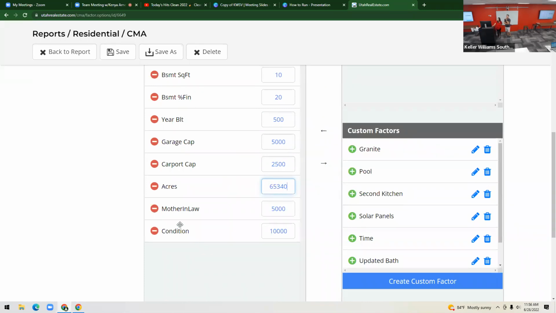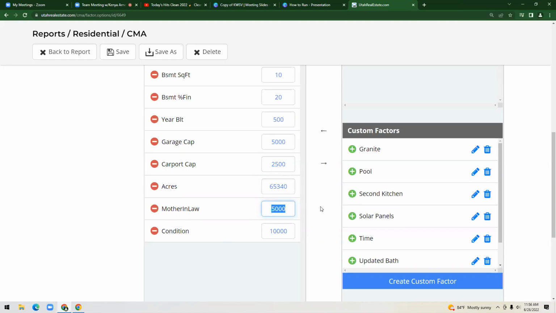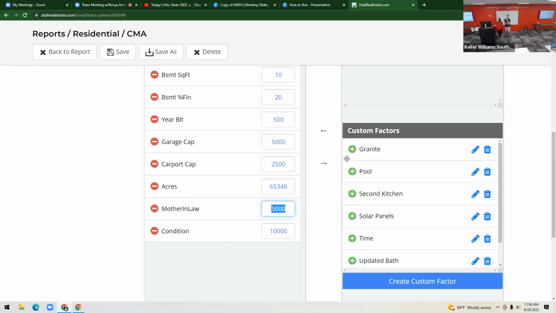Okay. Mother-in-law, that's just talking about a second kitchen in the basement. Usually I'm valuing those at $5,000 to $10,000 for a kitchen in the basement or a second kitchen somewhere in the house. And that's contributory value, not necessarily cost, because it probably costs you more to put that in, but contributory value for what it might bump your sales price is probably in the $5,000 to $10,000 range. I have 5,000. I feel like I need to put 10, but of course it's going to depend on the property.